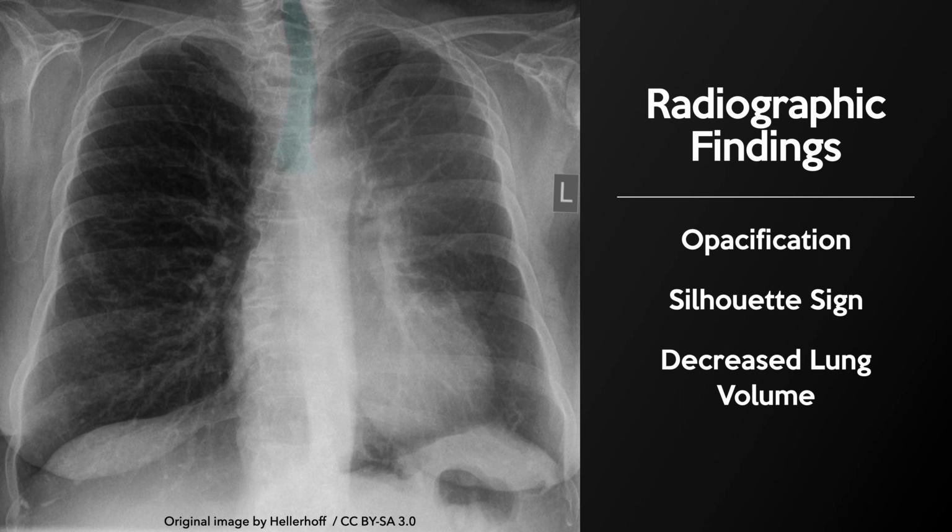Atelectasis may also result in signs of decreased lung volume, which can include ipsilateral tracheal deviation, depression of the minor fissure, and elevation of the right hemidiaphragm, a radiographic sign that is referred to as tenting.